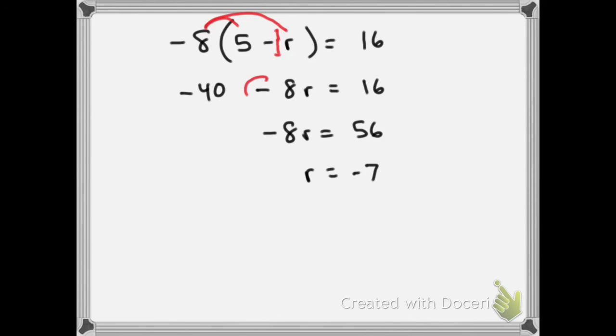And here's where the mistake went wrong. It would not be a negative 8, it would be a positive 8, which means that this should be a positive 8. So when we divide, because everything else looks fine, it should be a positive 7, okay?